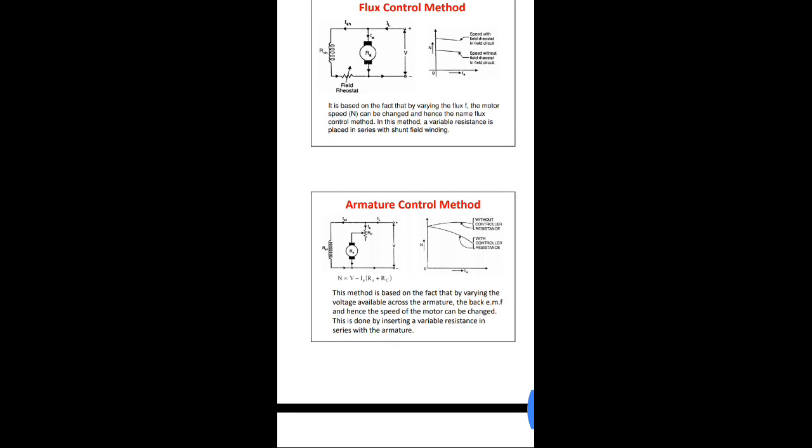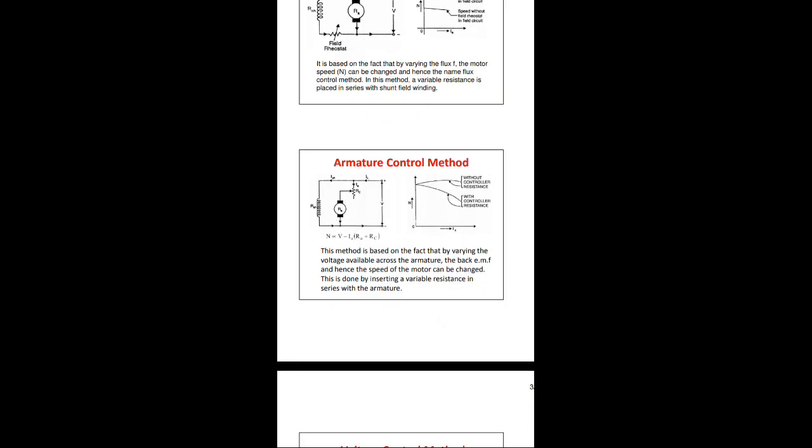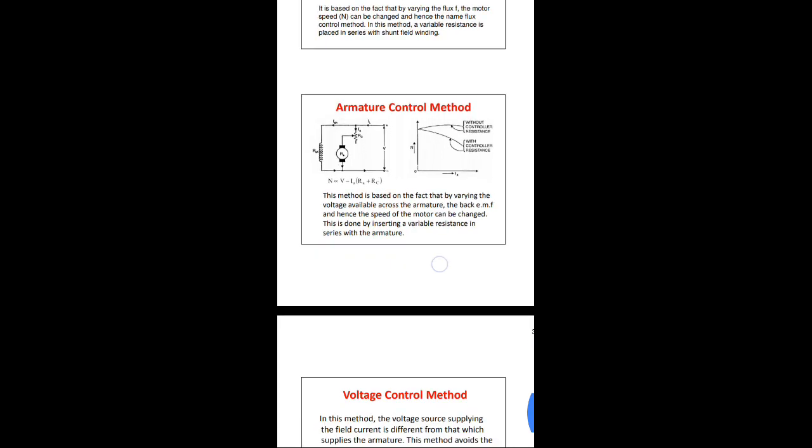Now the armature control method, it is the armature resistance control method. Instead of connecting a rheostat in the field, we connect it in series with the armature in the armature control method. This method works by varying the voltage across the armature. Hence the back EMF and the speed of the motor can be changed. This can be done by inserting a variable resistance in series with the armature.